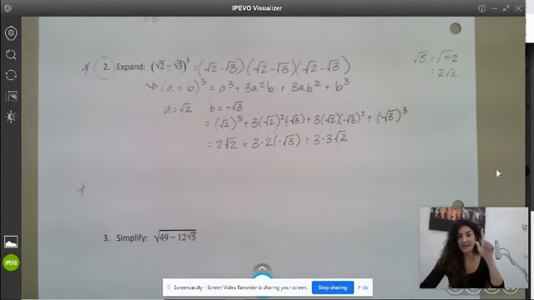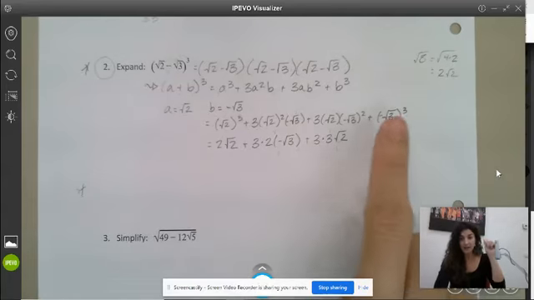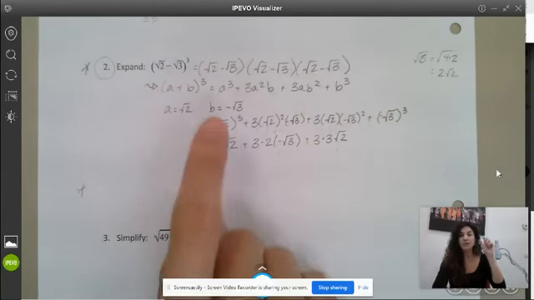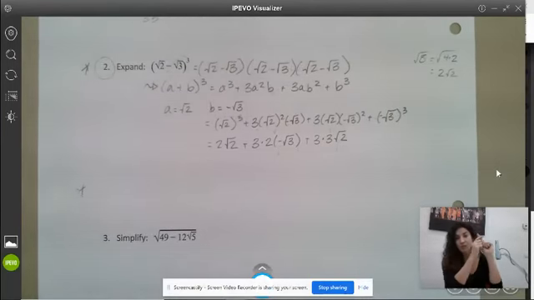Negative square root of 3 times negative square root of 3 times negative square root of 3. There's two things going on here: the negative aspect and the square root of 3 aspect. The square root of 3 aspect follows the same pattern as the square root of 2 piece, where it's the square root of 3 times the square root of 3, which just becomes 3. You've still got one more square root of 3, so it becomes 3 times the square root of 3.